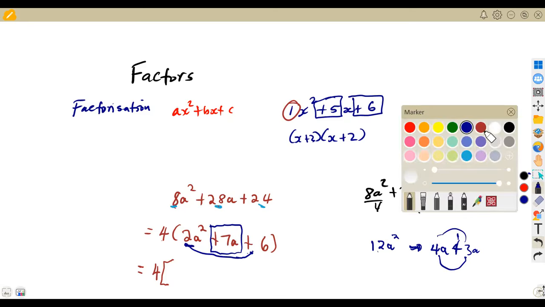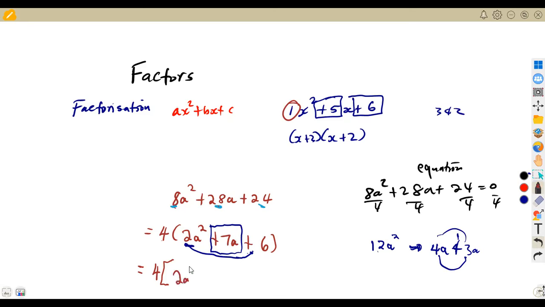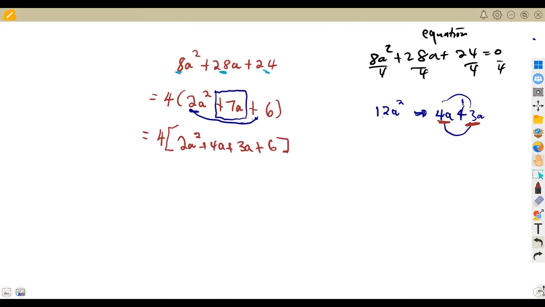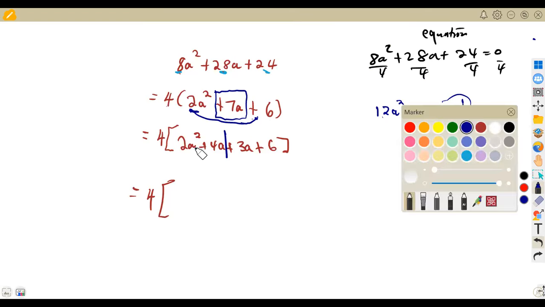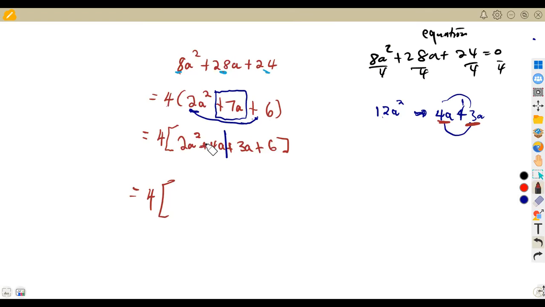So these are the terms that we have to place into our middle term. We have 2a squared, and we substitute the two terms, so that would be 4a plus 3a. Then from there, what can we do? We now factorize by grouping. We take the first two terms, 2a squared and 4a. What is common? 2a. So we get 2a.